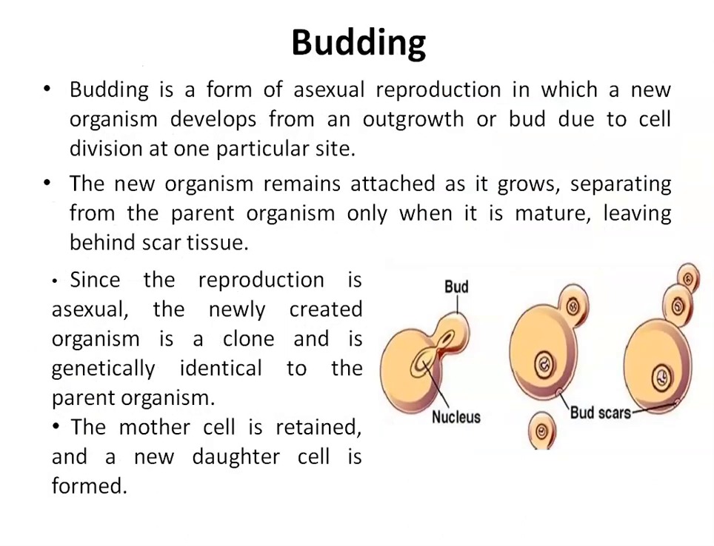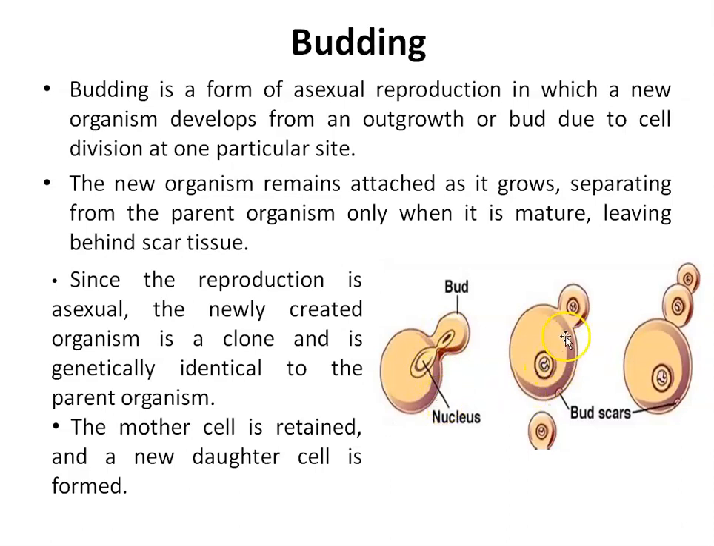So next is budding. Budding is a form of asexual reproduction in bacteria in which a new organism develops as an outgrowth or bud, due to cell division at a particular site. This is a bacterial cell, and this is the bud, the outgrowth, right? The new organism in the form of a bud remains attached as it grows, separating from the parent organism only when it is matured and leaving behind scar tissue.